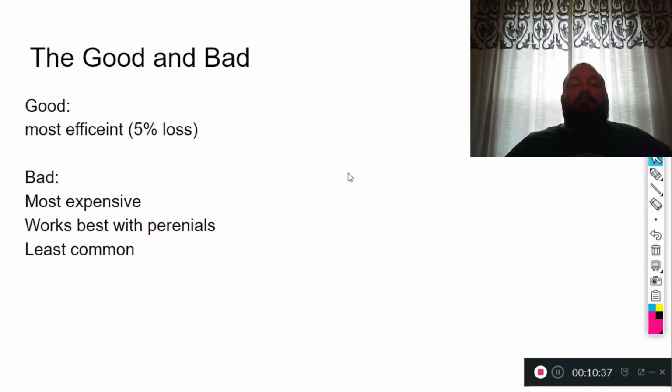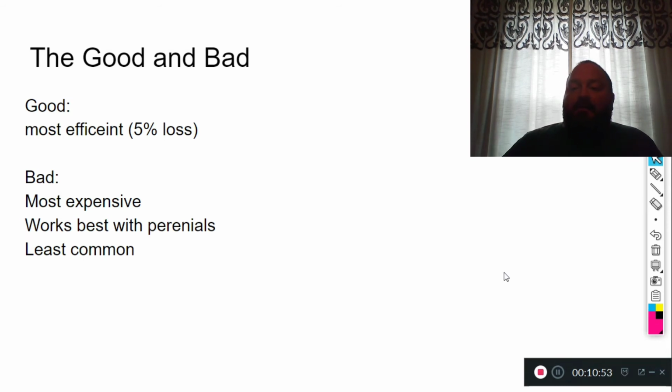So the good part, it's our most efficient. We have less than 5% loss of water. There's very little evaporation, and we can even minimize that further by doing a few other things. If we cover the ground with mulch, for instance, that holds the moisture in even better. Now we lose even less.